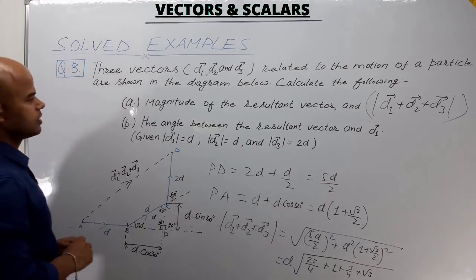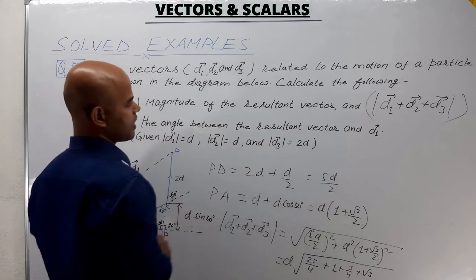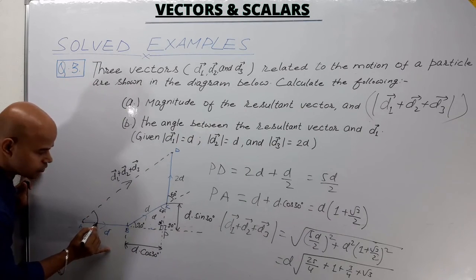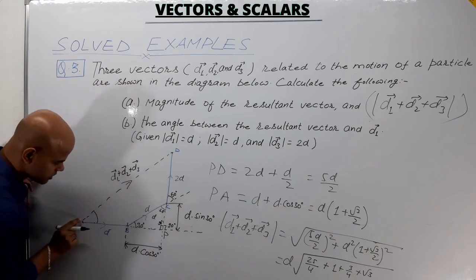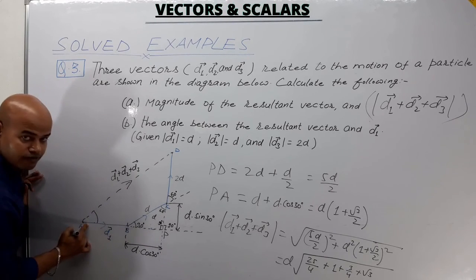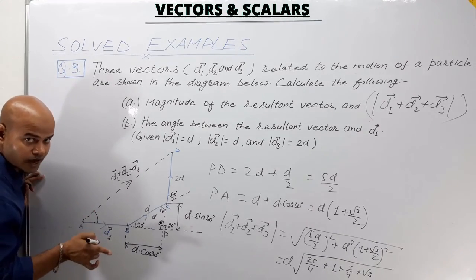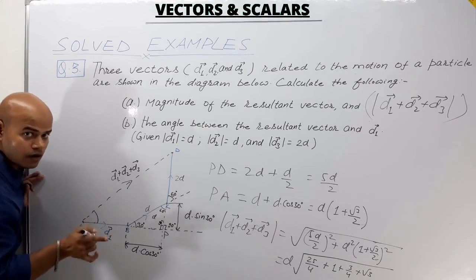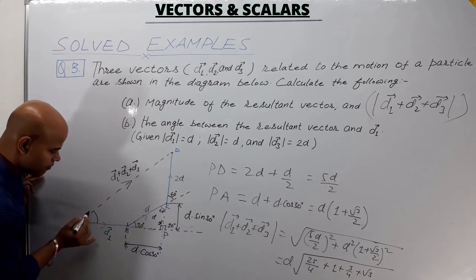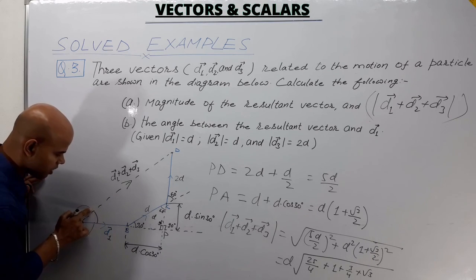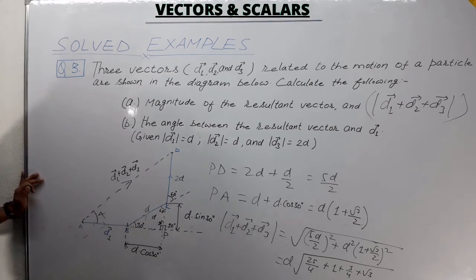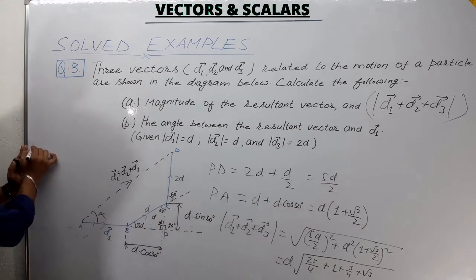The second one is the angle between the resultant vector and D1 vector. Means we need to calculate this angle, right? You see, this is the resultant vector, so this is the tail of the resultant vector. This is D1 vector, so this is the tail of the D1 vector. For finding the angle between the two vectors, first of all, tail or head should touch each other. So here tail and tail touch each other. Now we have two angles, this one and this one, the smaller one. So this is the angle we need to calculate. Let's call it alpha, right? So can you find the value of alpha?